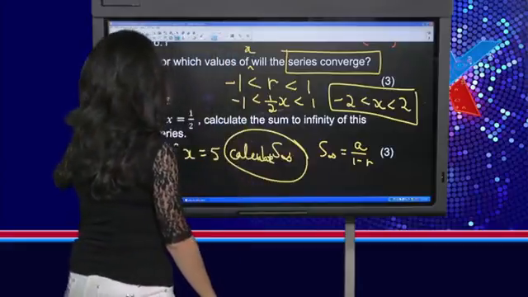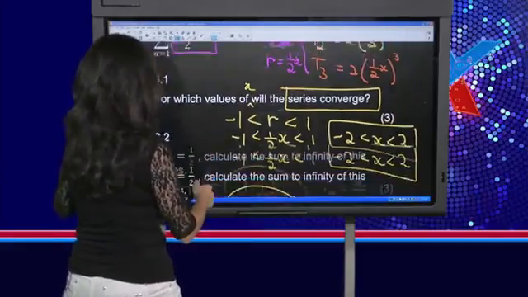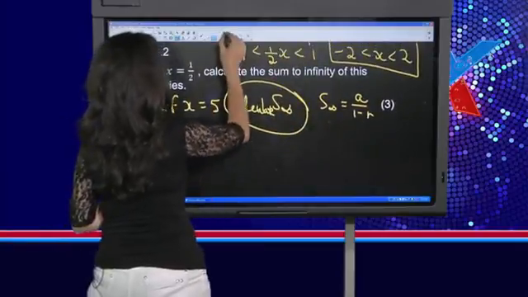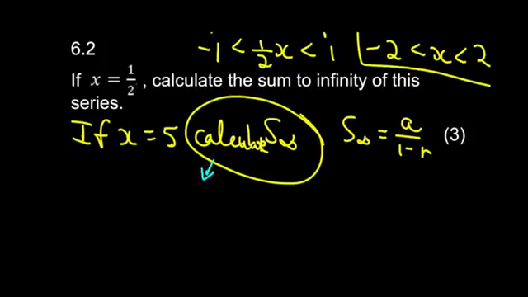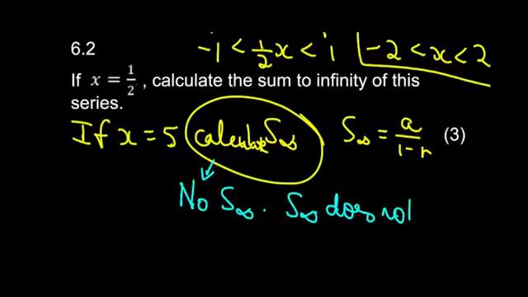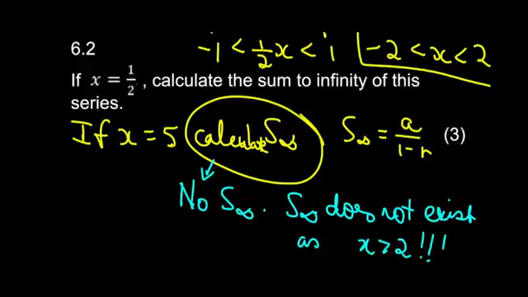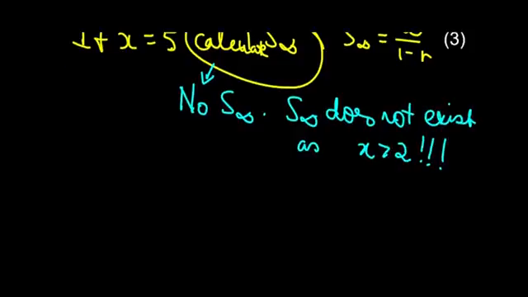Okay, so we would say for the yellow one that this would be impossible to calculate. No sum to infinity, or sum to infinity does not exist as x is bigger than 2. Okay, and you would have said that from the previous statement. So the fact that they're giving me a half, I'm happy to calculate the sum to infinity.